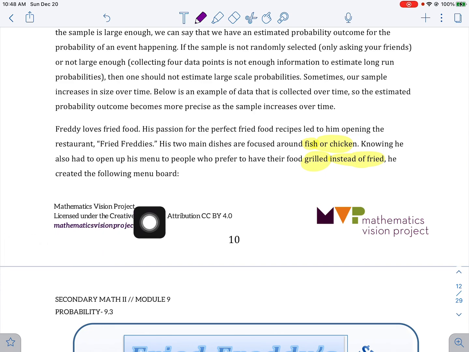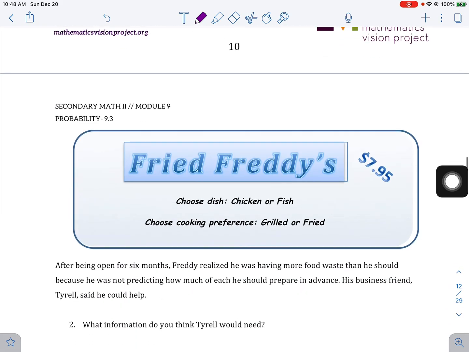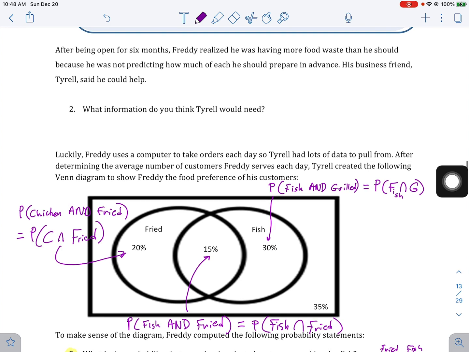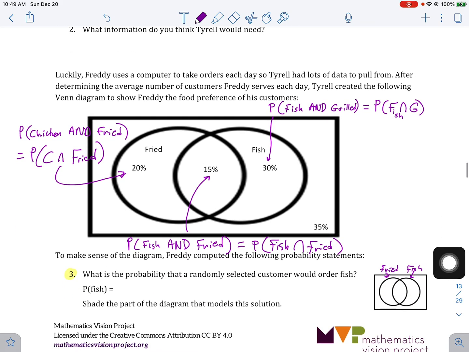So here's another scenario that they have. Two choices, fish or chicken, grilled versus fried. All right, so here it is. Chicken or fish, grilled or fried. Now, they give you percentages, so you're not going to actually know the numbers unless you were able to get the total number of fried and the total number of fish or something like that, but you need numbers from each of those factors. This Venn diagram, the probability statements that you know from this circle is fried, and this circle is fish, right? And the intersection is both, right?